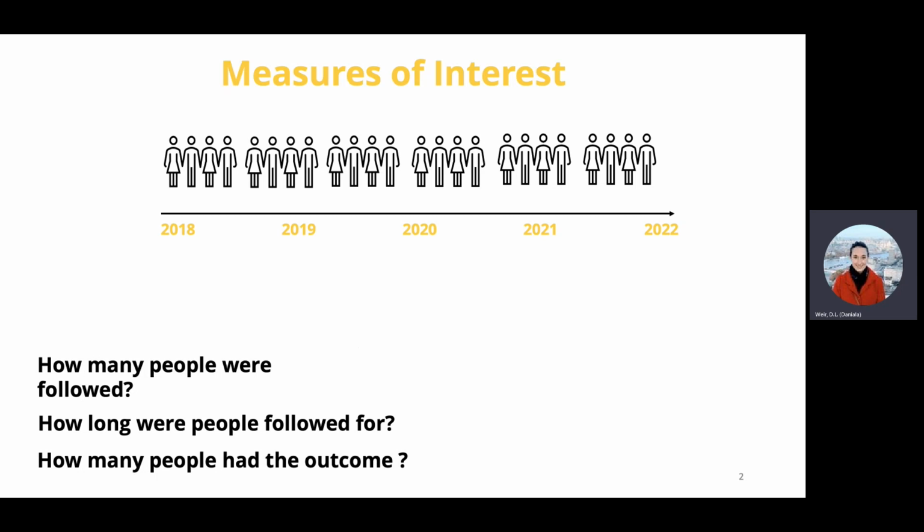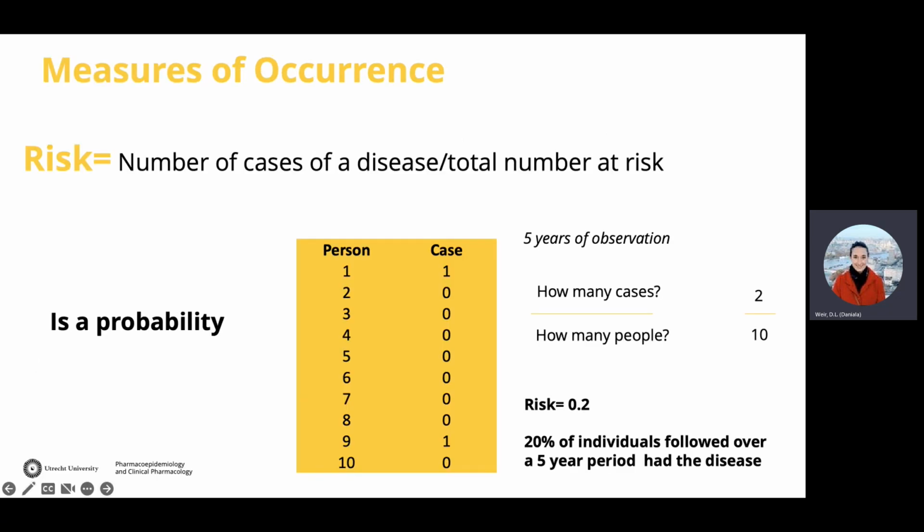So our first measure of interest that we're looking at, so think of this as our patient population that we're following in our randomized controlled trial. We've got our entire group of patients that we've randomized to the intervention and control group, and we started following them forward in time to see if they've experienced our outcome of interest. And so we want to determine how many people were followed, how long were people followed for, and how many people had the outcome. Those are some initial measures of interest.